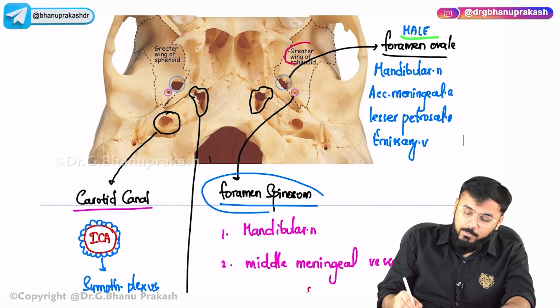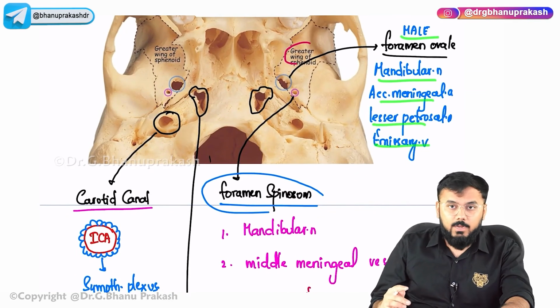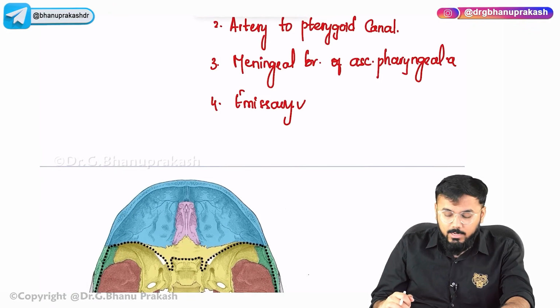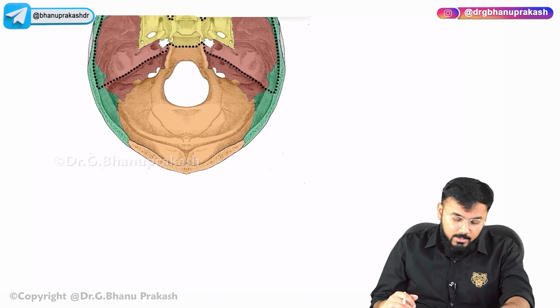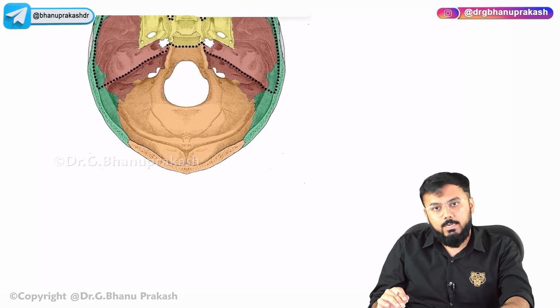Yeah, foramen ovale, it is male, M-A-L-E, right? So keep this thing in mind. Okay, so all these structures together I am discussing right now. Now after this, the next important foramen is foramens of the posterior cranial fossa.